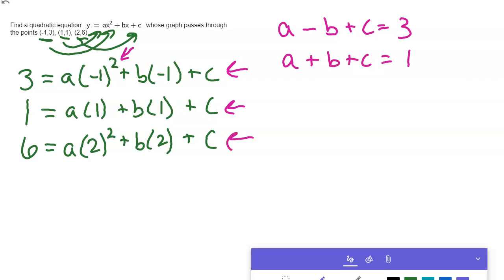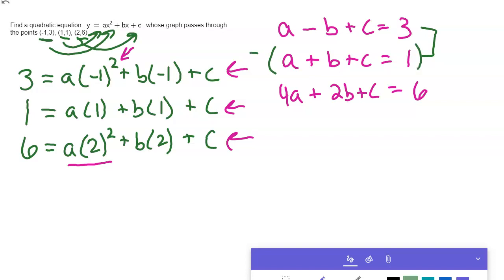And your third equation, again, that's a 4a, because 2 squared is 4. So 4a plus 2b plus c equals 6. And so there's your three equations, three unknowns. We just want to know what a, b, and c is so we can get these equations. And so most of the time when I do these, I go ahead and get rid of the c. So like on this equation, I would just multiply by a negative 1.